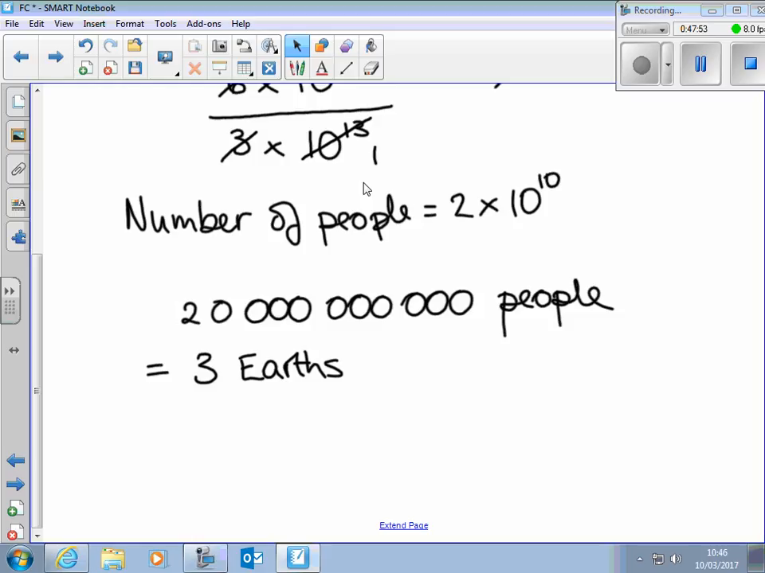Half a mole of sodium chloride. Well, sodium's 23, chlorine's 35.5. 23 plus 35.5 is 58.5. So you add them together, then you half it. 29.25 sounds about right.